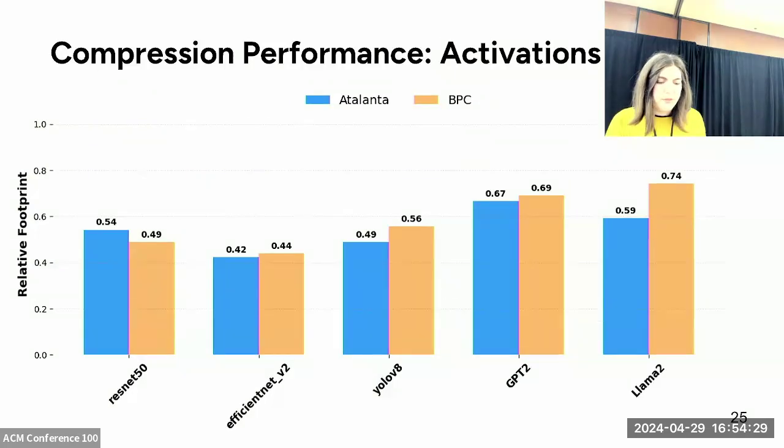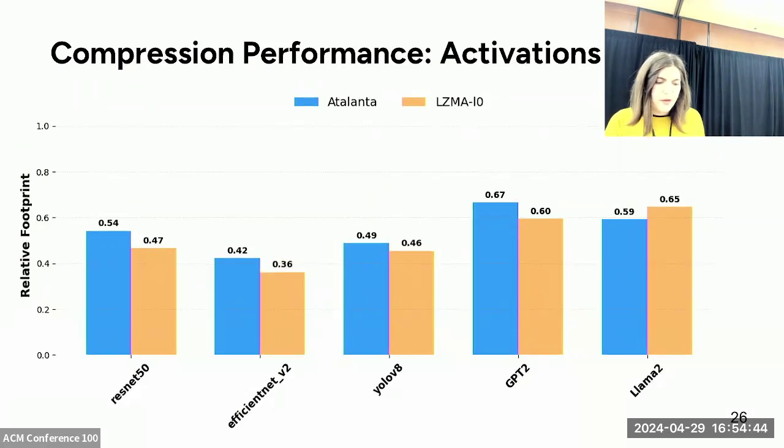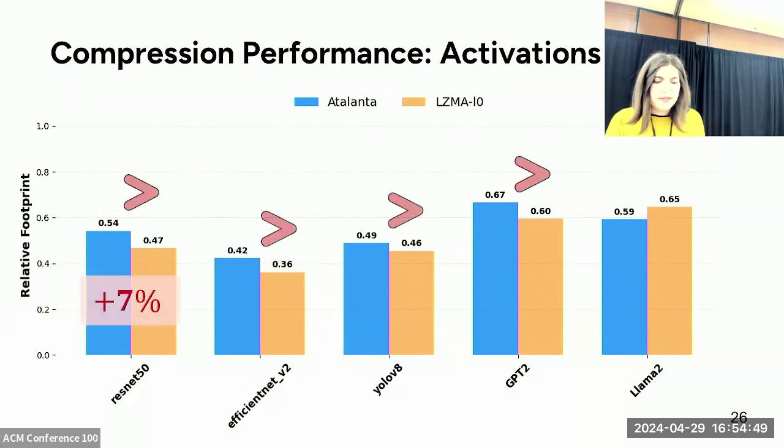For activations, bit-plane outperforms Atalanta in ResNet-50 by 5%, while Atalanta outperforms bit-plane compression in all other models, including transformer models, with a maximum of 15% extra reduction. Compared to the same LZMA configuration, but for activations, LZMA slightly outperforms Atalanta for visual models and the GPT model, with a maximum difference of 7% in footprint reduction, while Atalanta outperforms the LZMA configuration for the Llama 2 model by 6%.